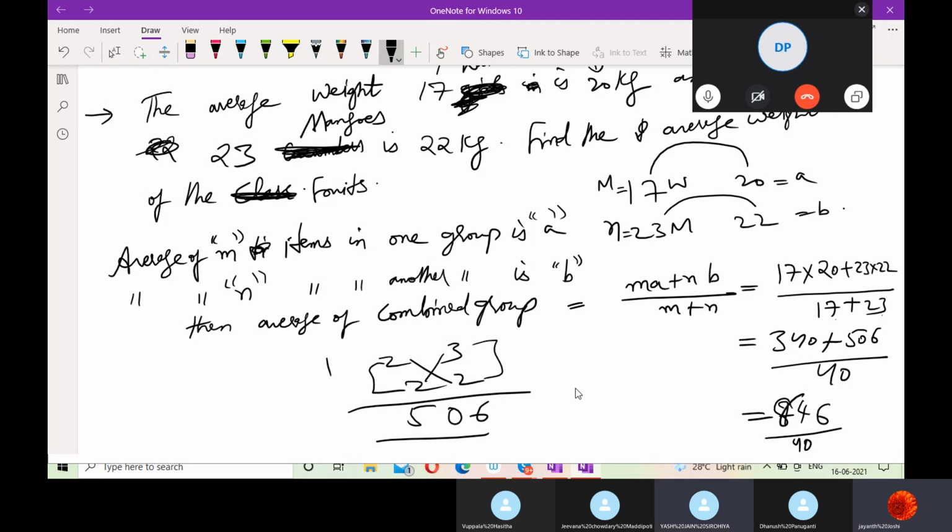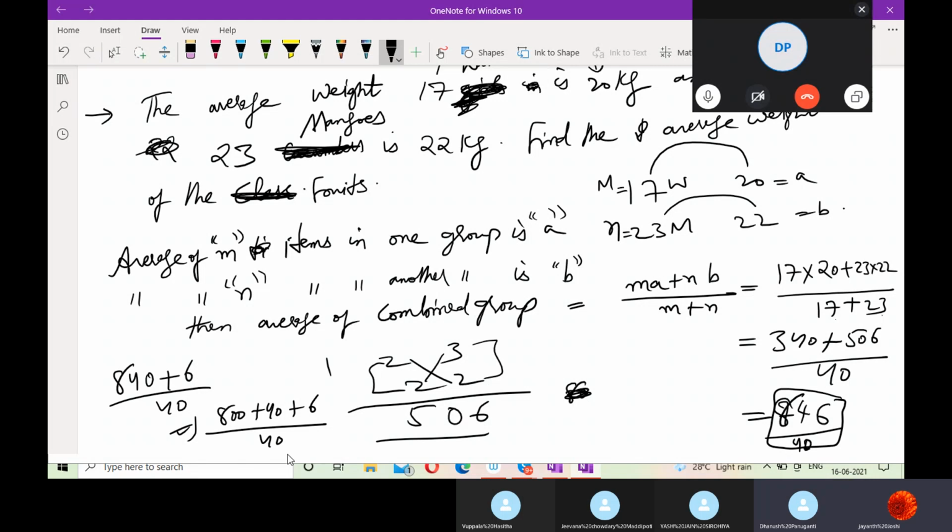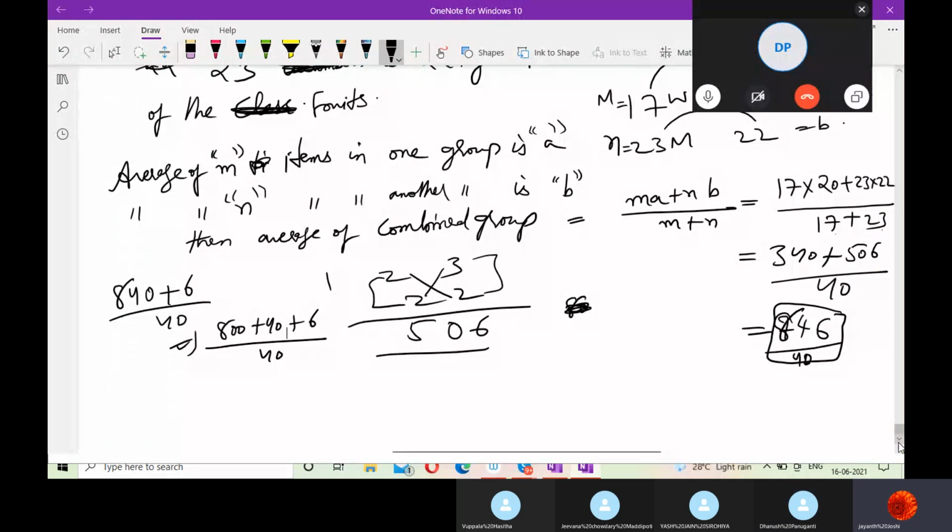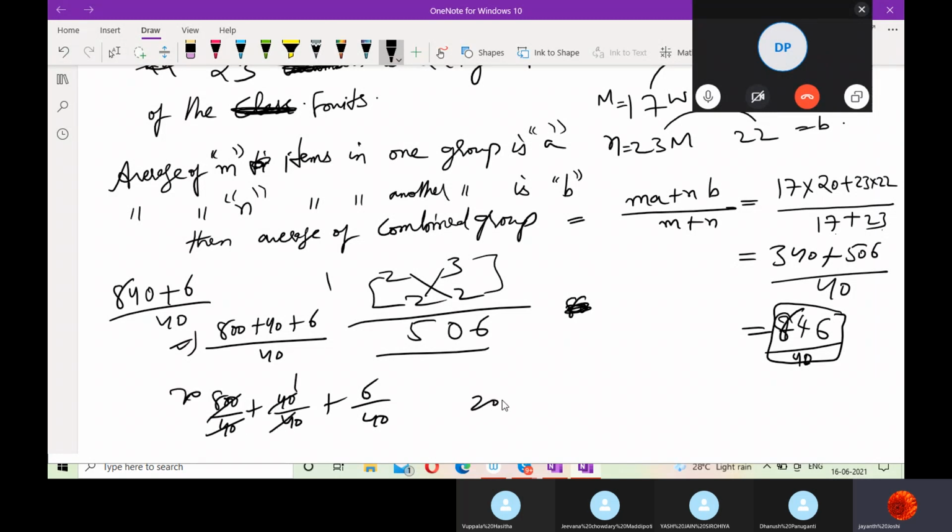So I will just write like this. See how you can divide this easily. We will write it in this way: 840 plus 6 by 40. I can again do this as 800 plus 40 plus 6, whole divided by 40. Correct? I'm just making this easier for you. 800 by 40 plus 40 by 40 plus 6 by 40. So this would give you 20, this would give you 1, so 20 plus 1 plus 6 by 40.